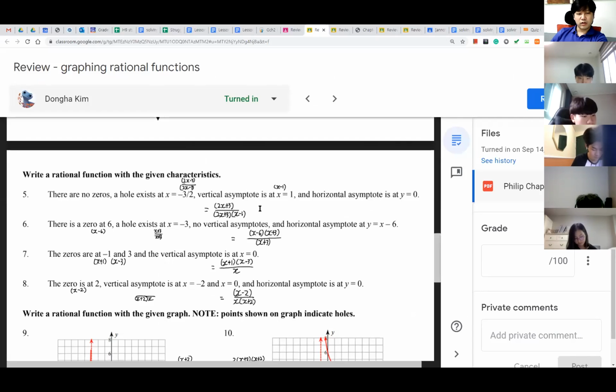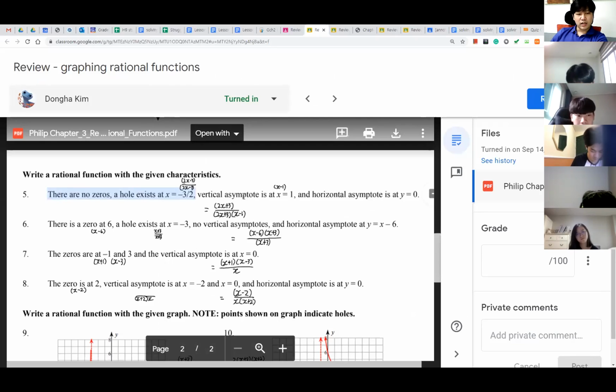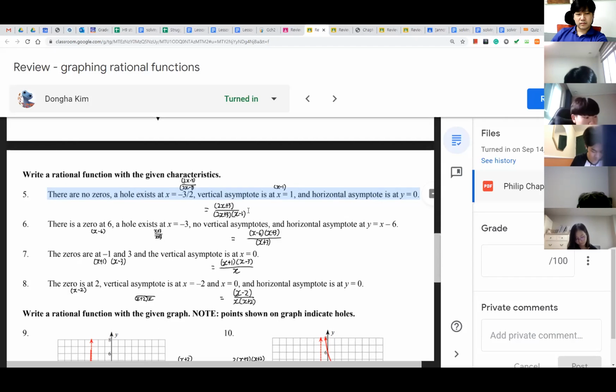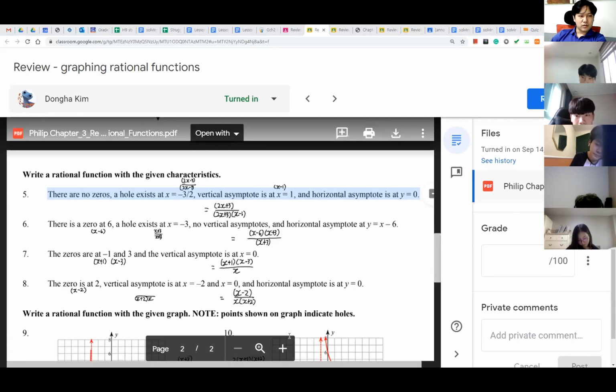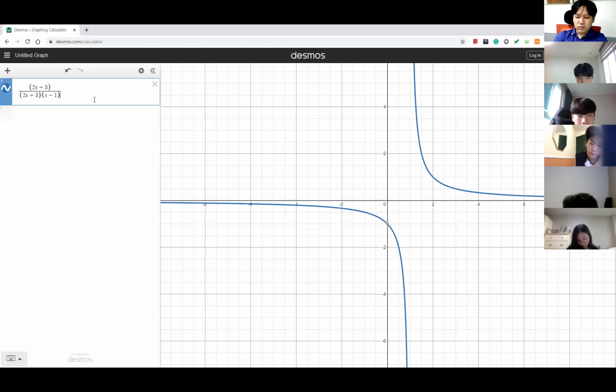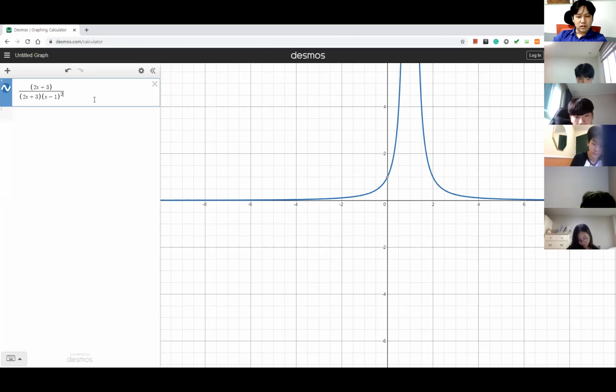Think about this. Philip, you think about it too. Can this be another function that still has the characteristics, but is different from this? Anybody? Okay, so let me try if this would make a difference or not. I'm going to square this thing.